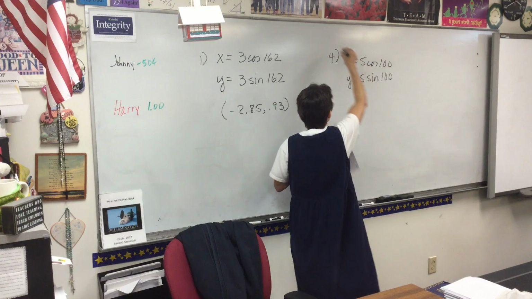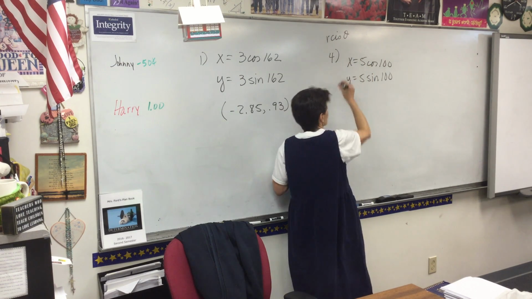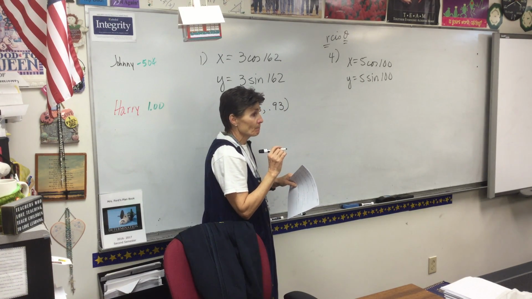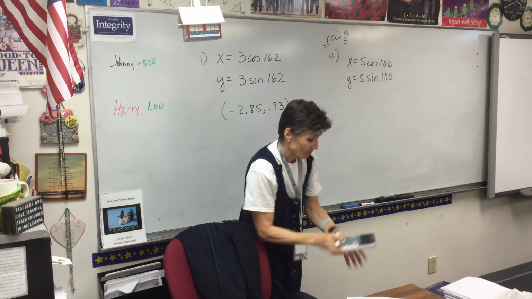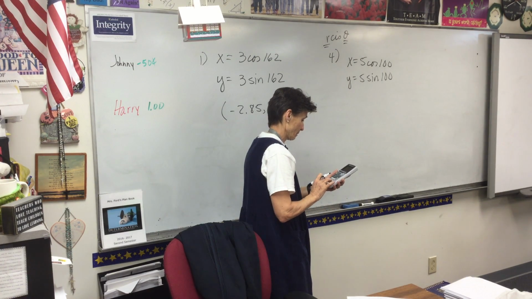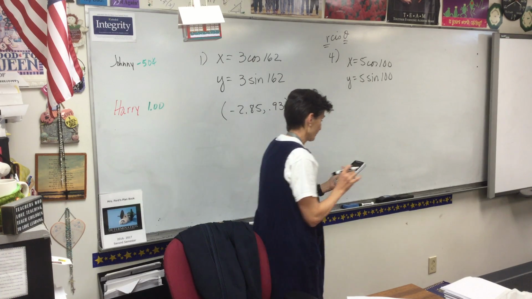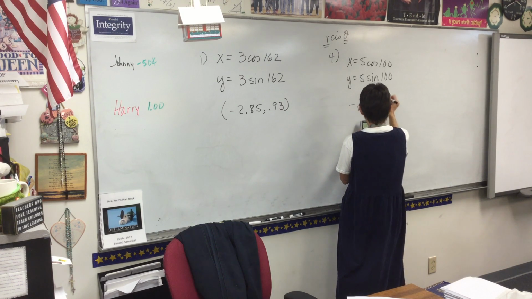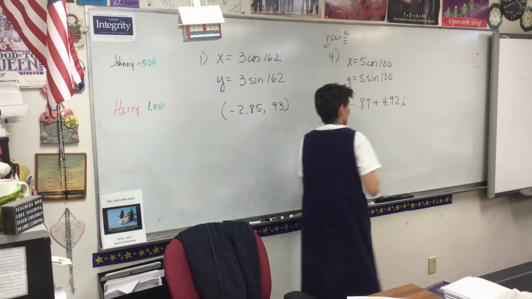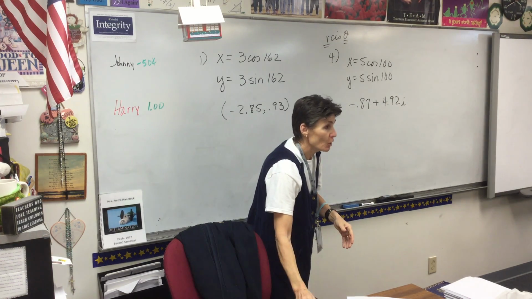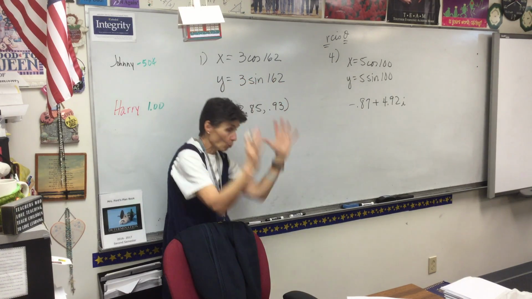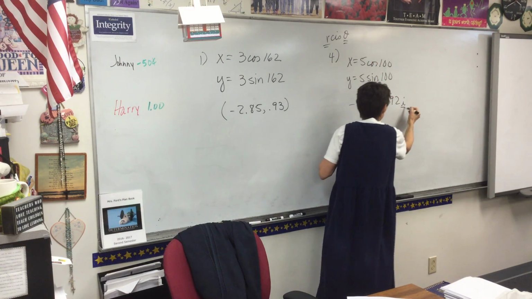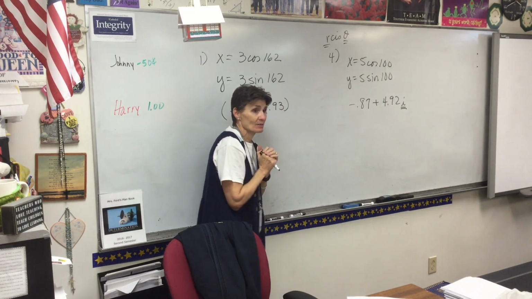Everybody see that? Guys, when you write CIS, this is your R and this is your theta. Anytime you see the CIS. So I have 5 cosine 100, 5 sine 100. And so I get negative 0.87 plus 4.92 I. Notice number 1 was coordinates. Number 2 had an I in the problem, so it must have an I in the answer.